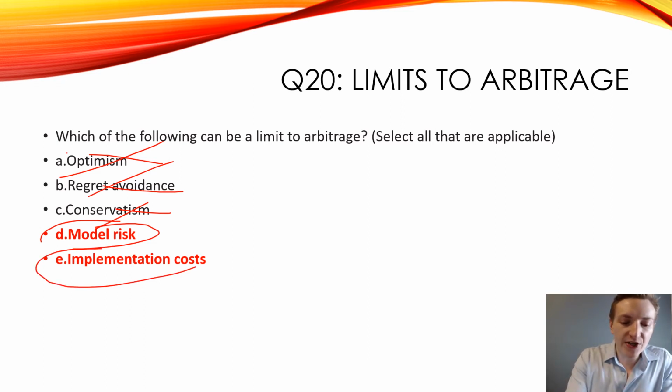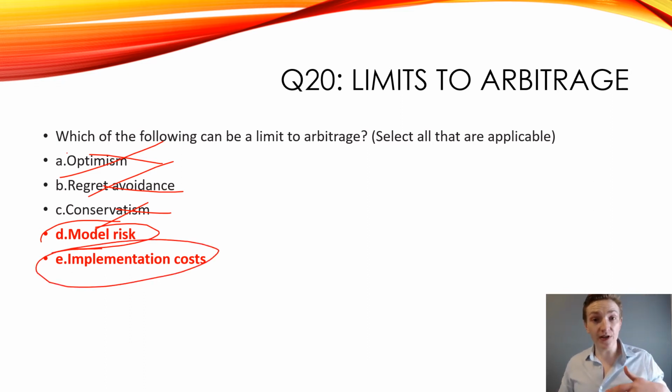The next one is implementation costs. This, for example, can be constraints on short sales, could be the cost associated with short sales. It could be the cost associated with margin. Implementation costs can, in fact, limit your ability to erase arbitrage opportunities. So implementation costs can be a factor that is relevant in this case.